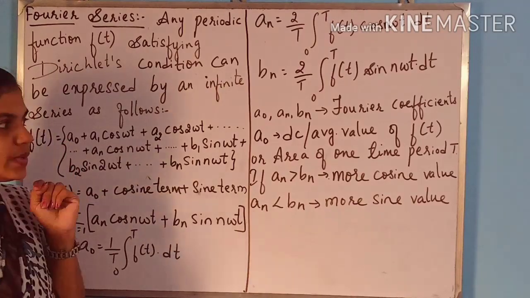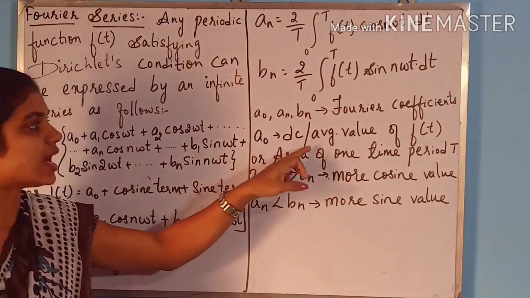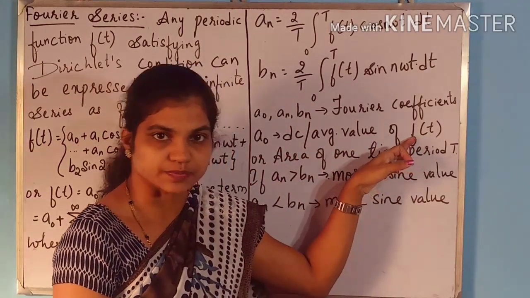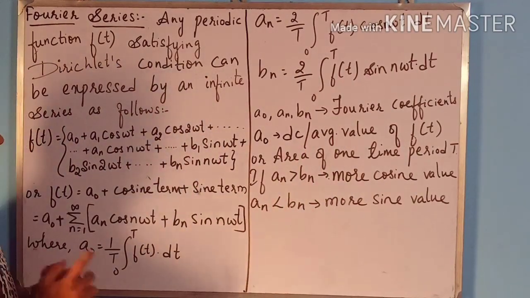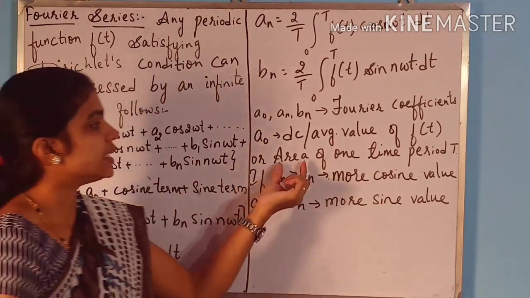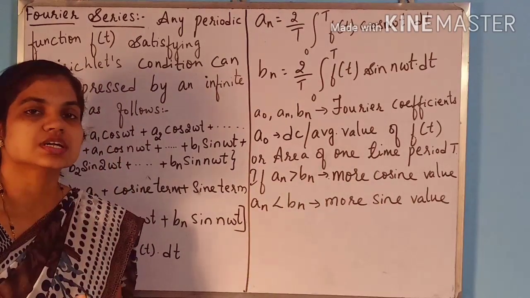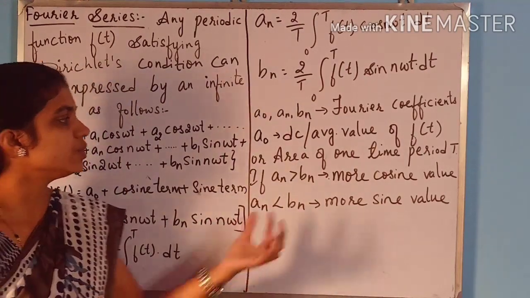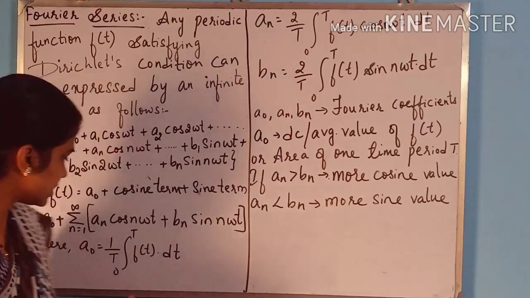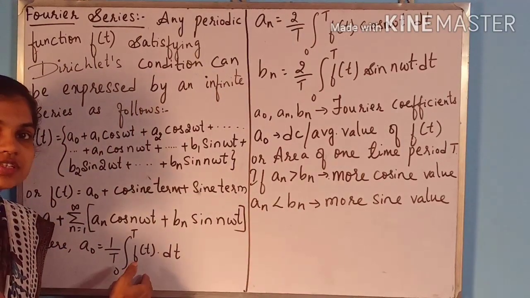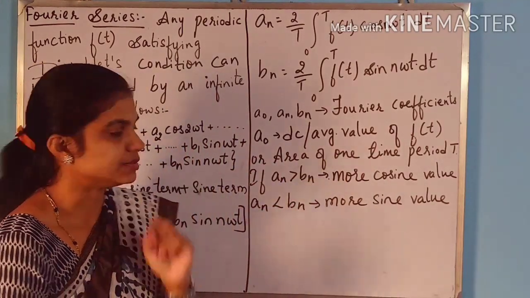Now this a naught, it is a Fourier coefficient which tells about the average value of the function of t. Okay, it tells about the average value of the function of t, and it also speaks about the area of one time period T. So in our previous video where we were discussing Dirichlet's conditions, I have told you how we have found out the area of one time period. Right? That is nothing but 1 by T integral 0 to T f of t dt, which itself tells us that it is the area of one time period T.